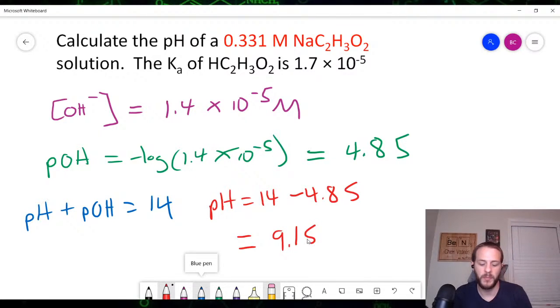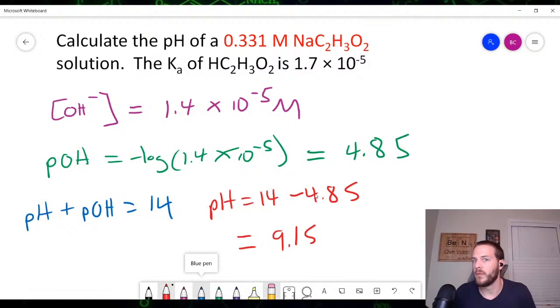9.15, I think. Let me punch it in a calculator just because I don't want to humiliate myself live on the internet here. 14 minus 4.85. My mental math sucks. I'm just going to admit it. My mental math is horrible. So yeah, 9.15.